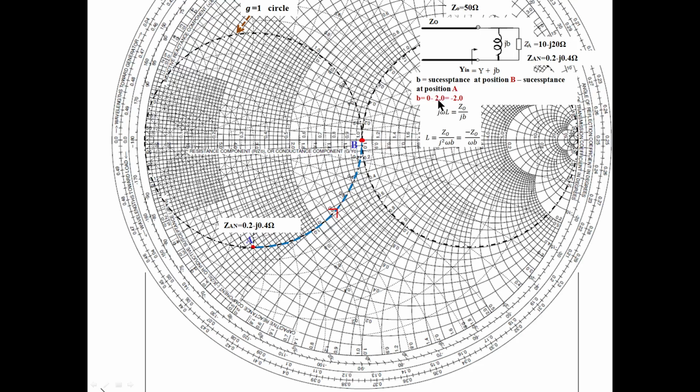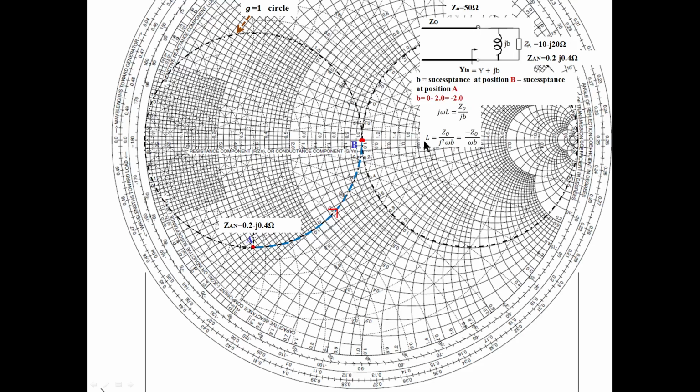This value is also minus 2. The susceptance value at B is 0. But the susceptance at A is plus 2, so the difference becomes minus 2. The answer is minus 2. So you substitute that here.